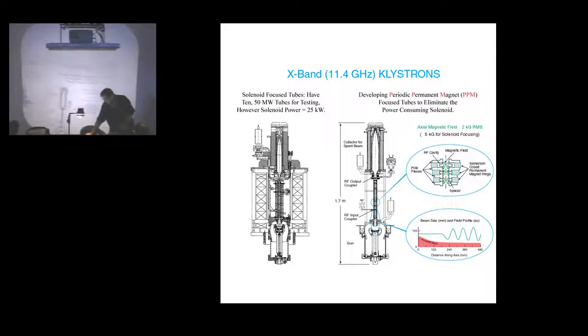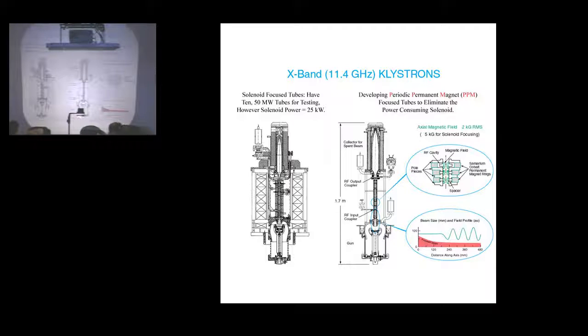Let's go through now some of the components of the NLC and Tesla, and tell you a little about where we're at on these. The klystrons, generating around 50 to 75 megawatts. We have for the test accelerator a number of what we call solenoidal focus tubes. They produce 50 megawatts. We have 10 of them we use for testing all sorts of structures and running beam. However, they have these large solenoidal magnets to focus the beam here from the gun up to the collector, where this is the RF output cavity.